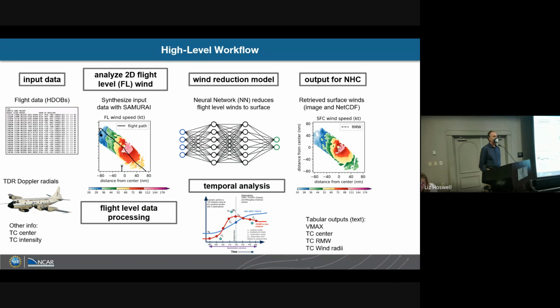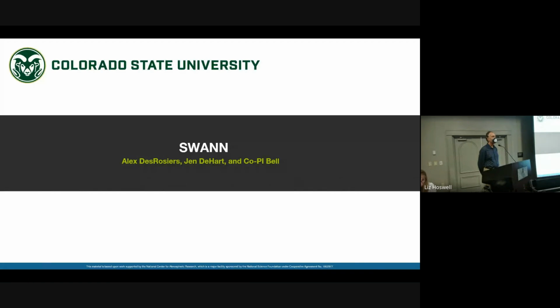On the bottom side of this diagram, we also have a bunch of flight level data processing going on behind the scenes with automated center finding, radial parsing, and all that good stuff. And we're putting it through another type of analysis, which is temporal. So the idea is to get in time a nice picture of what's going on with these storm parameters to the best of our ability, as much as the observations allow. Next slide. So the next thing I'm going to describe is CSU's part of this, which is the surface wind analysis. Next.